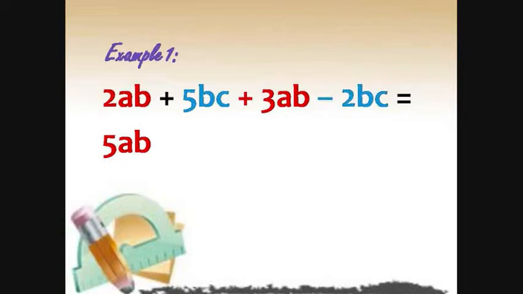negative 2bc. We work on 5bc minus 2bc to get 3bc. We cannot add 5ab and 3bc since they have different letters after them, so the final answer is 5ab plus 3bc.